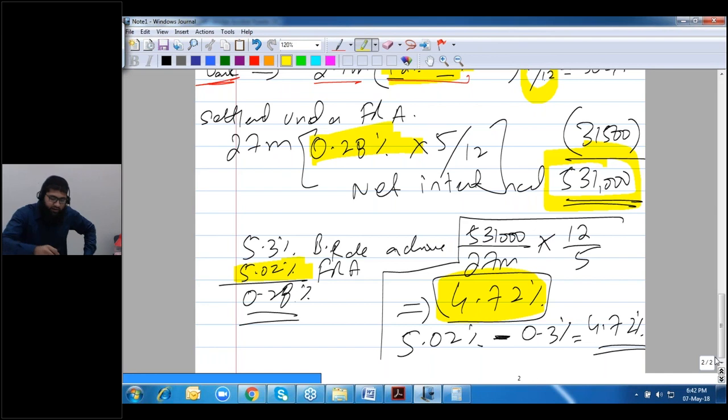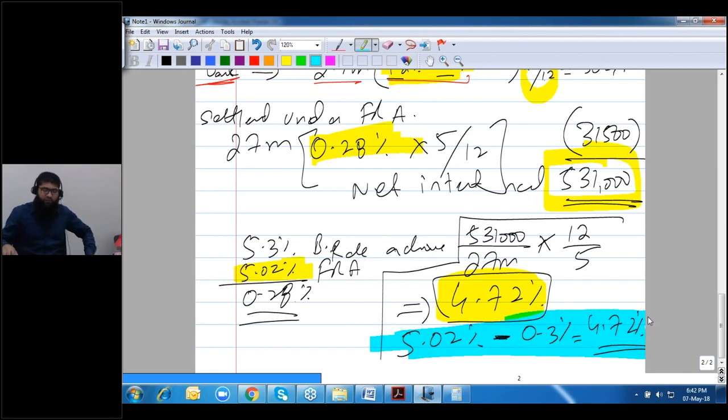And we originally did know that we are going to be able to achieve a rate of 4.72%. How? We had a 5.02% of the FRA less our credit spread of 0.3. So we originally knew that we are going to achieve a rate of 4.72. I hope that this is clear now.